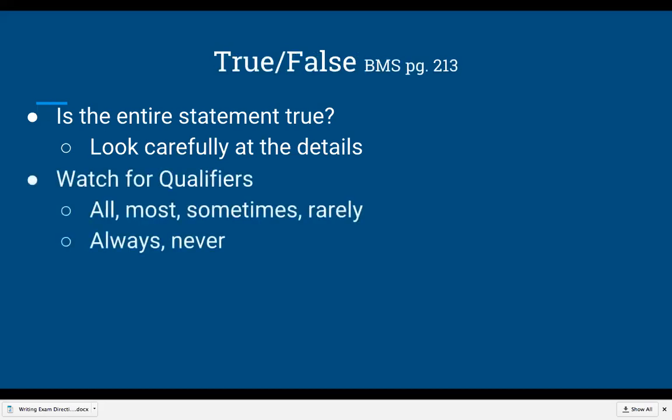You want to watch for simple words that we might breeze over, like all or sometimes. These are very important words, and they can make or break. They can make a true or false question false, or they can make them true. As for the words always and never, your book says that these are usually indicators of false statements. And this is because something is rarely always true or never true.